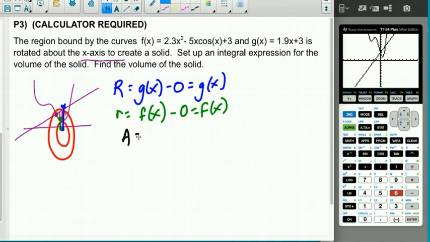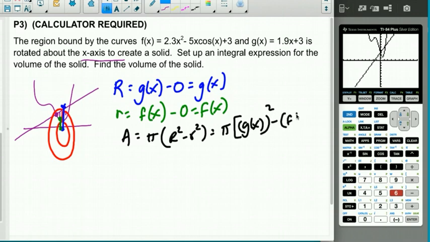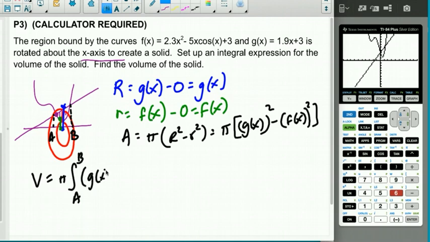So my area is pi big R squared minus little r squared. So I can go ahead and write that that's pi g of x quantity squared minus f of x quantity squared, right? My volume is going to be the integral from the thing I'm going to call A to the thing I'm going to call B. Again, you could use two different letters, that's fine. So the volume is going to be the integral from A to B of pi times g of x quantity squared minus f of x quantity squared with respect to x, right?